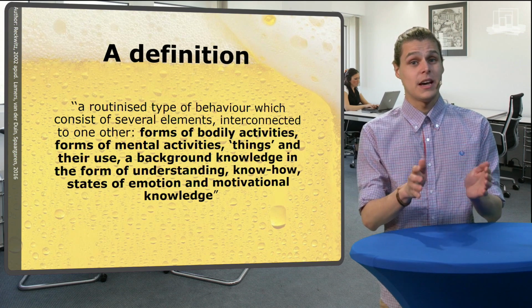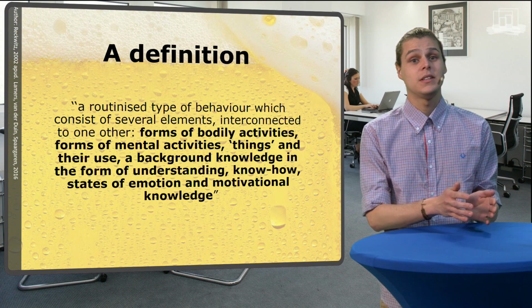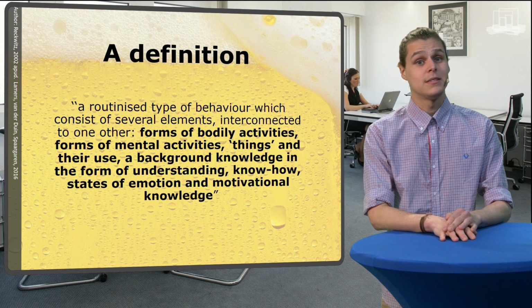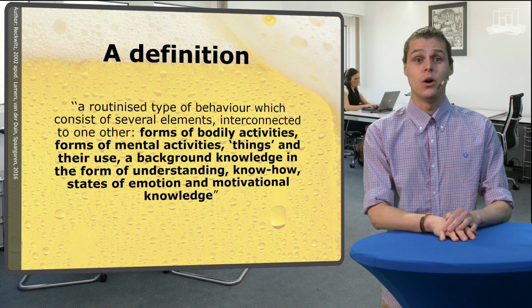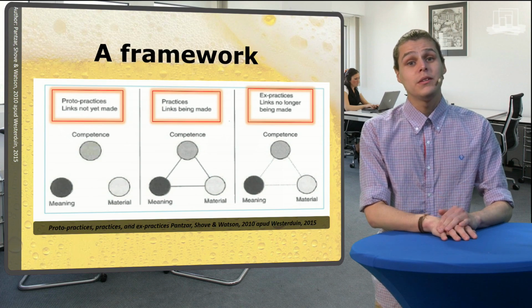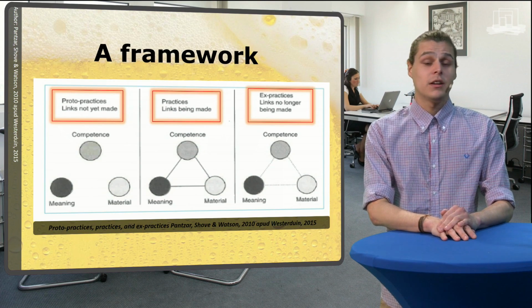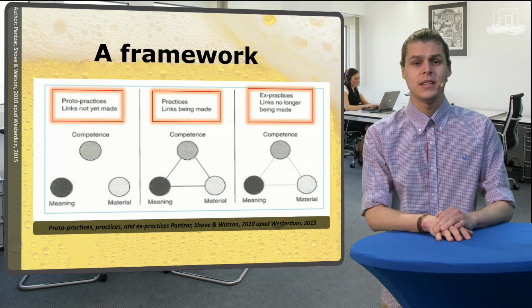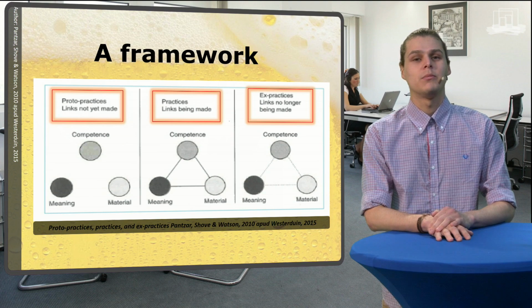We categorize as material the bodily activities, things, and their use. We categorize as competence the mental activities, know-how, and understanding. We categorize as meaning the emotion and motivation. When one of those three elements is not connected, then we cannot say we have a practice yet. It is a proto-practice. A practice is the combination of these three elements.